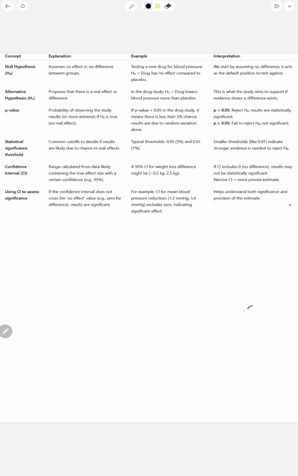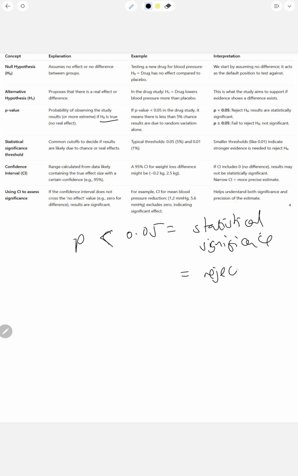Essentially, to simplify it, if you want to forget everything else, p-value less than 0.05 means statistical significance. So what exactly is the p-value? It's defined as the probability of observing the study result if the null hypothesis is true. What does that actually mean? If the p-value is less than 0.05, we reject the null hypothesis.